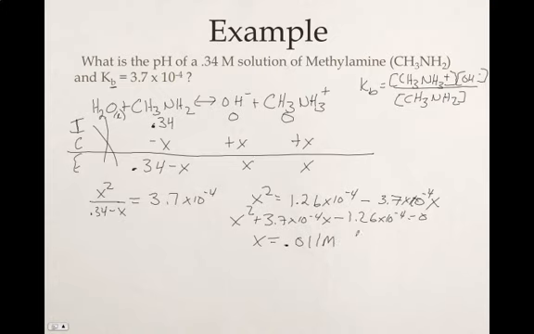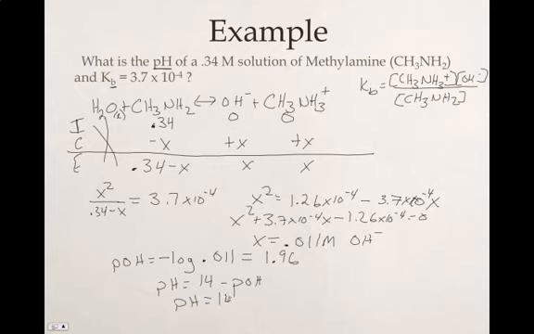So 0.011 molar OH minus. Well, if I take the negative log of that, I'm going to get pOH. So pOH is equal to the negative log of 0.011, and when I get that, I get 1.96. But it's asking me for my pH. So now that I have my pOH, I know that pH is equal to 14 minus pOH. So my pH is equal to 14 minus 1.96, and that equals 12.04.